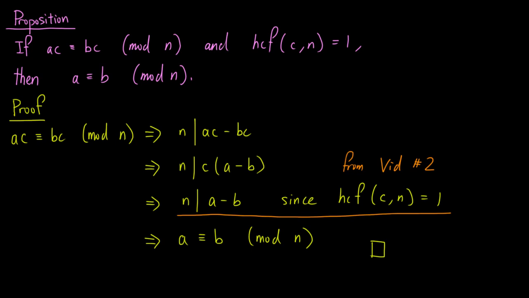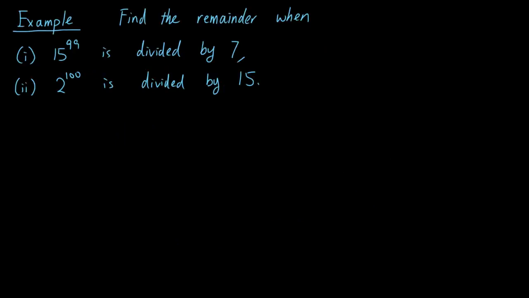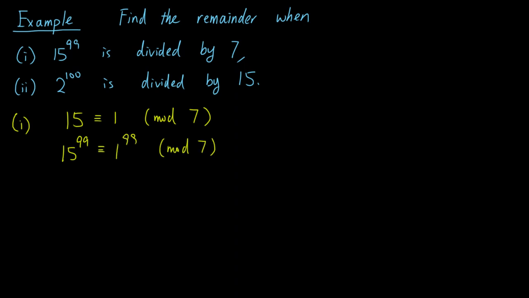Let's consider some examples. We try to find the remainder when 15 to the power 99 is divided by 7, and 2 to the power 100 is divided by 15. For the first one, we know that 15 is congruent to 1 mod 7, so we can raise both sides to the power 99 to get 15 to the 99 is congruent to 1 to the 99 mod 7, which is just 1 mod 7. In other words, the remainder is 1.